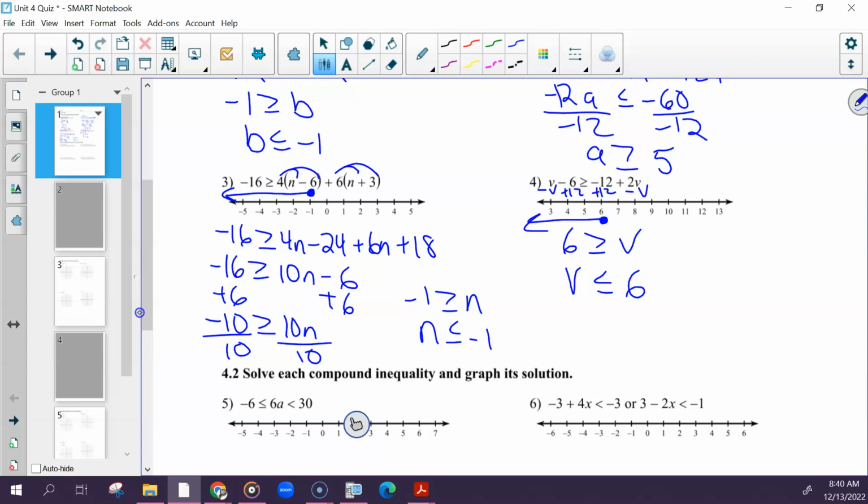It happened by chance that 3 of these were all less than and these were all equal to. That may or may not happen on the test, so just pay attention. Do we have any questions on the first section?